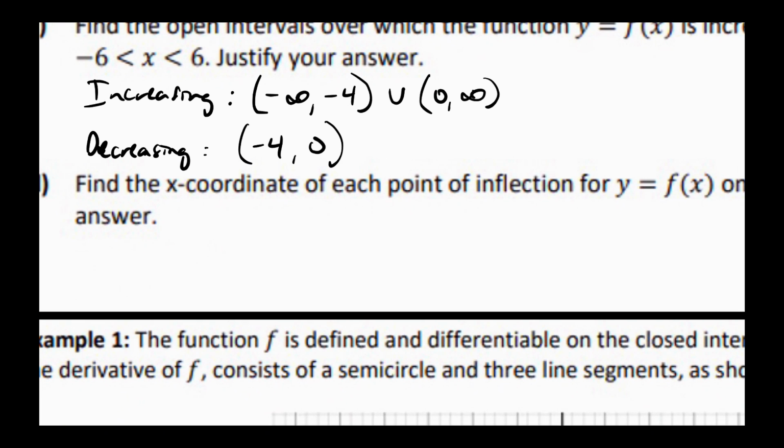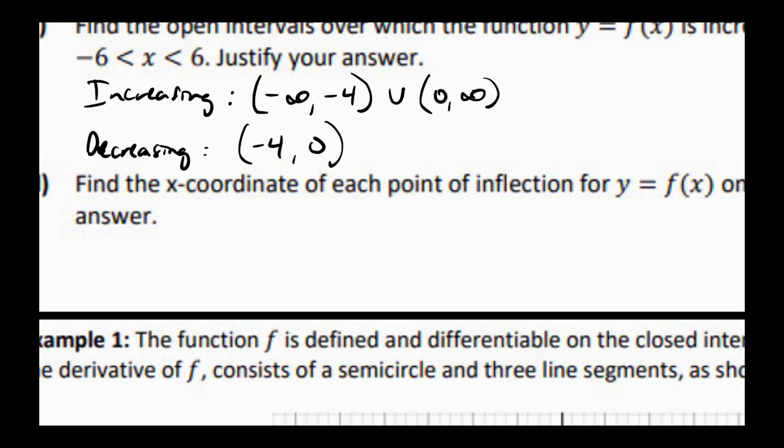So we use the symbol there, or you can write the word "or" as well. Either of those are increasing. That's 2 points. We got our 2 points.